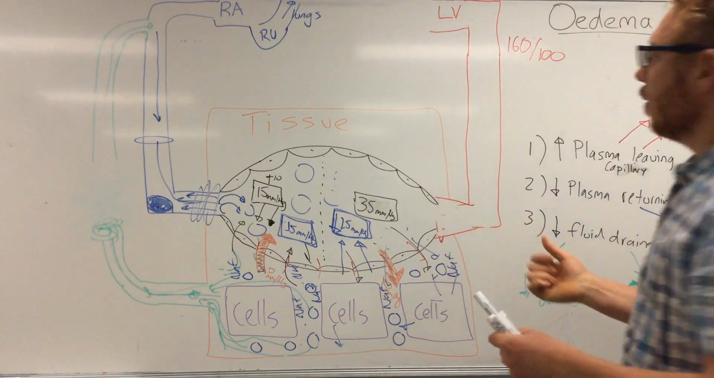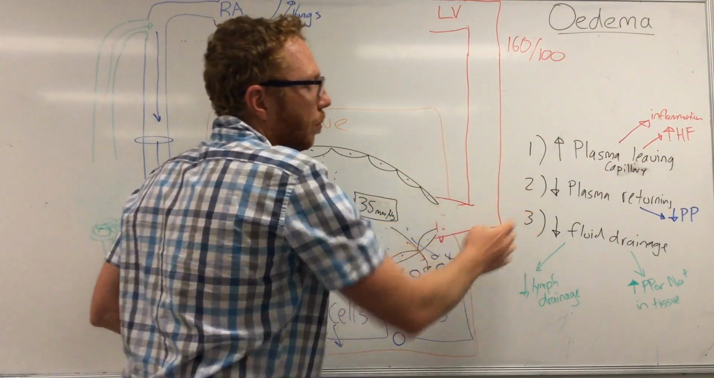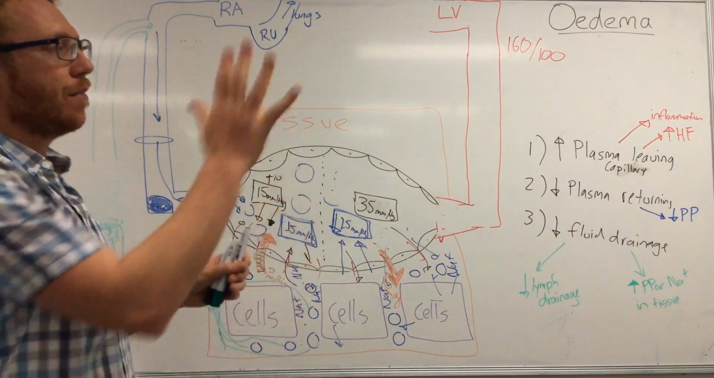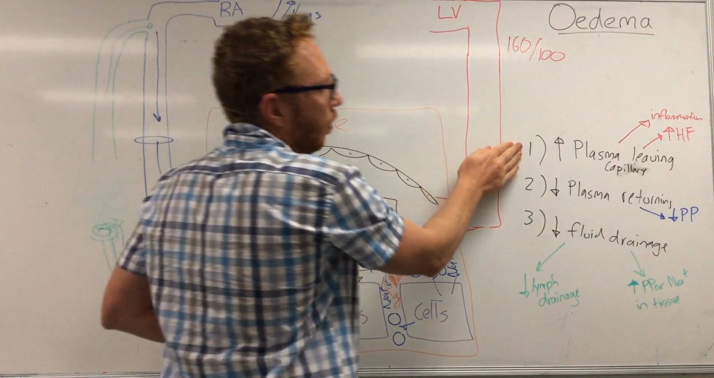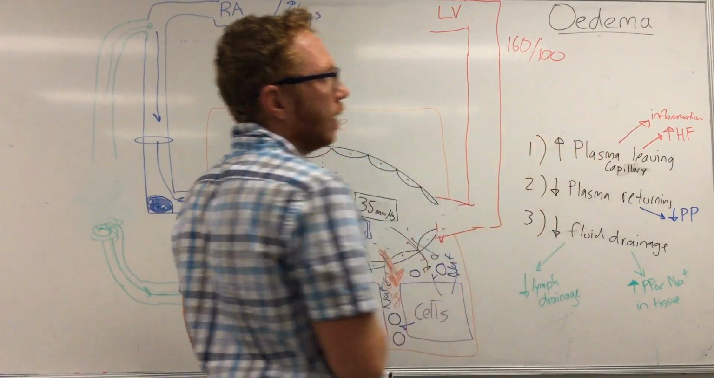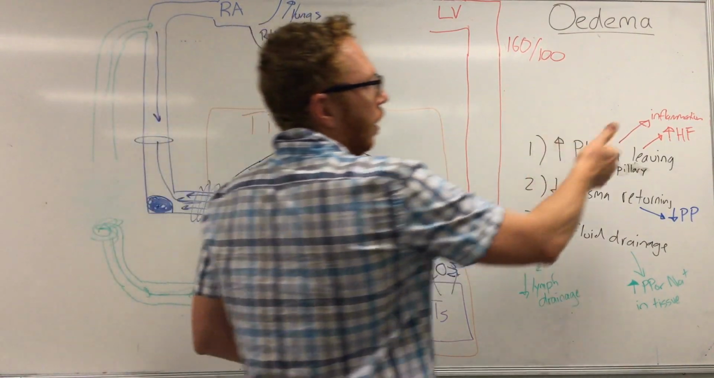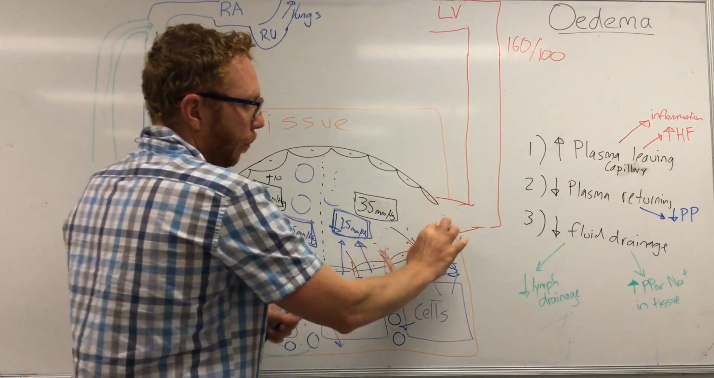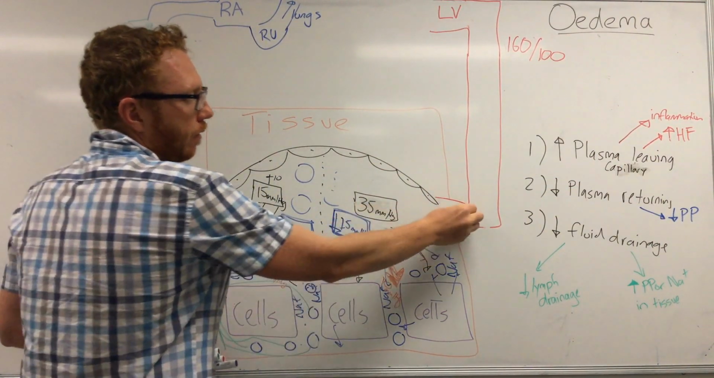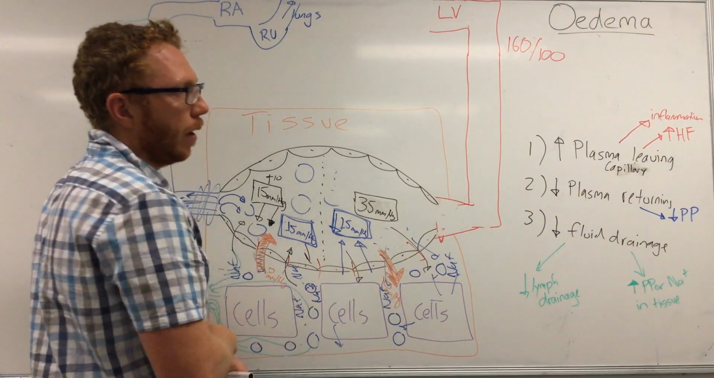So just to recap on that, we said there's 3 main mechanisms, but in total there are 5 things that could cause edema. The first category is increased plasma leaving the capillary. This could be caused by 1, inflammation, which is a combination of vasodilation and permeability changes. Vasodilation would increase that number. Permeability would just allow more fluid to go out.